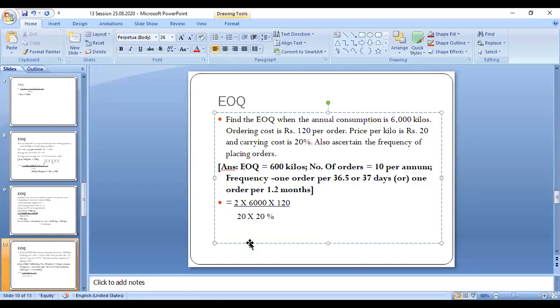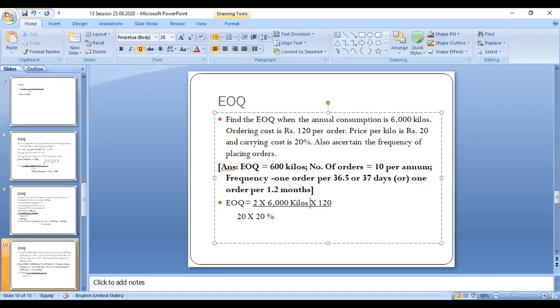Now this is our formula. What is the EOQ formula? The EOQ, the economic ordering quantity, is equal to the square root of 2, which is the number you always have to write, into the annual usage, the annual requirements, 6,000 kilos. Whatever they give, you have to write in kilos.